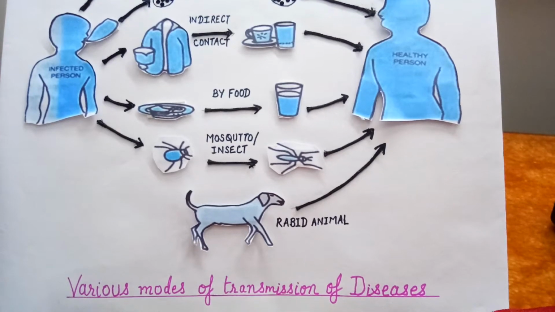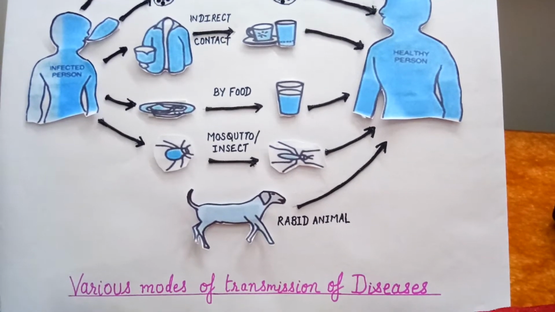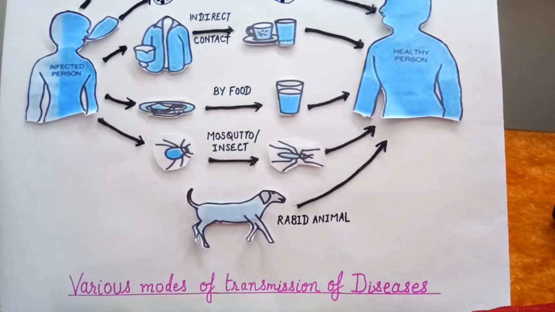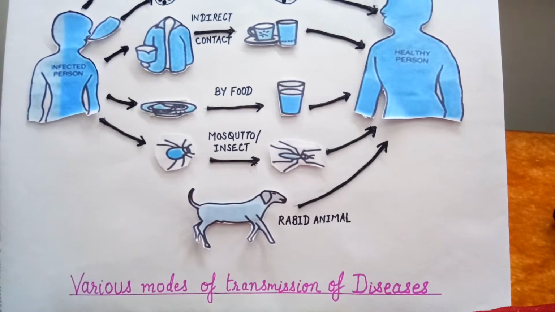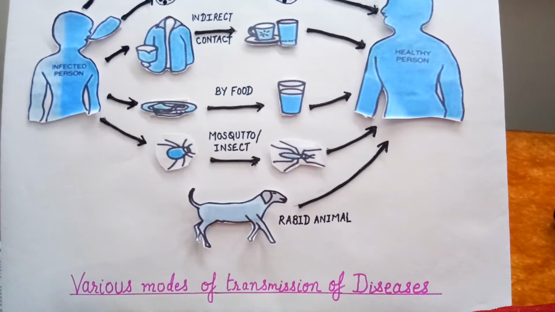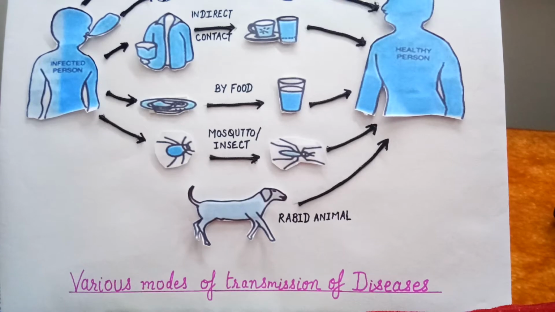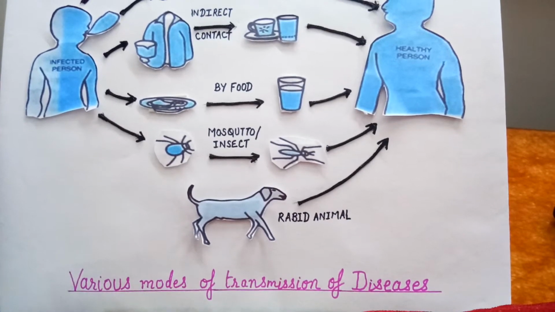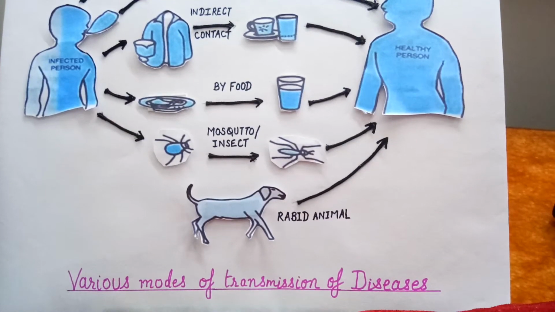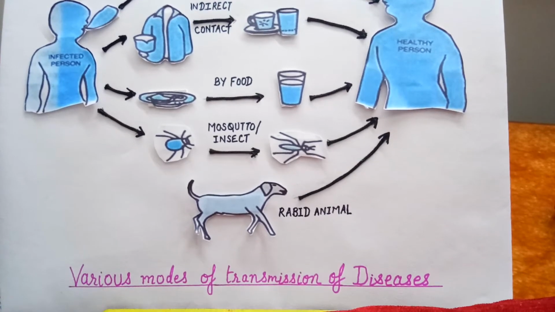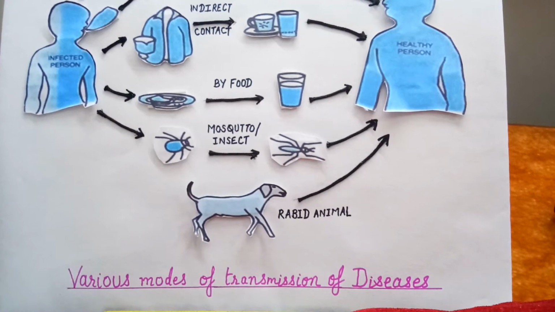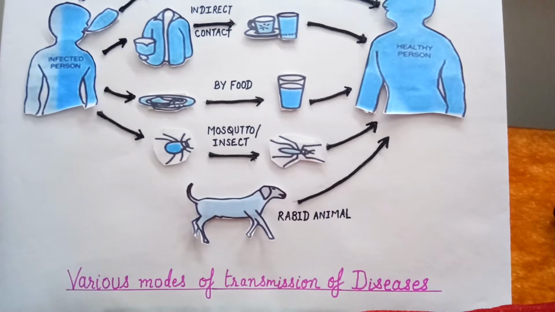Students, let's talk about the various modes of transmission of diseases today. So, these are the different means by which communicable or infectious diseases get transferred from an infected person to other healthy people. There are a number of means through which this happens.